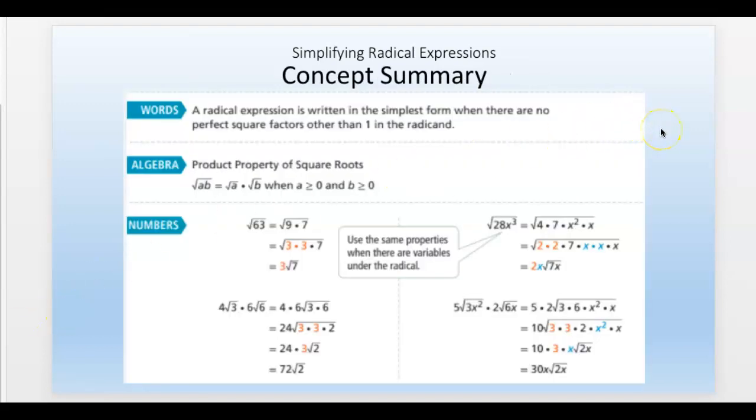Guys, this is a nice summary of everything. Again, a radical expression is written in simplest form when there are no perfect square factors underneath the radicand, except for 1. All right, we looked at the property of square roots. And guys, here's some examples. This is if you just use numbers, and this is if you multiply 2 numbers. This is an example using variables, and this is if you're multiplying 2 numbers with variables underneath the radicand, underneath the radical.